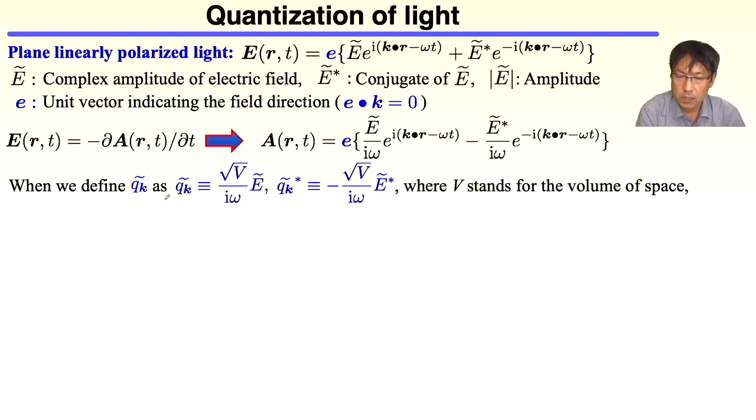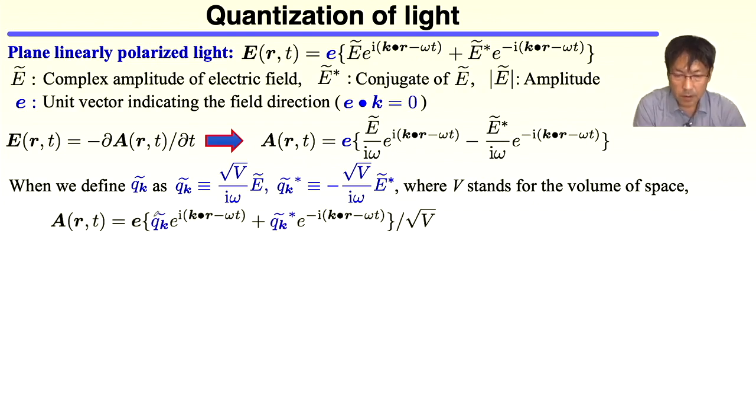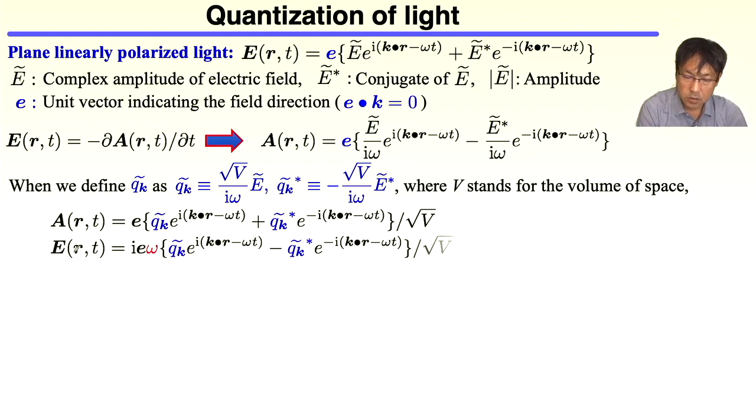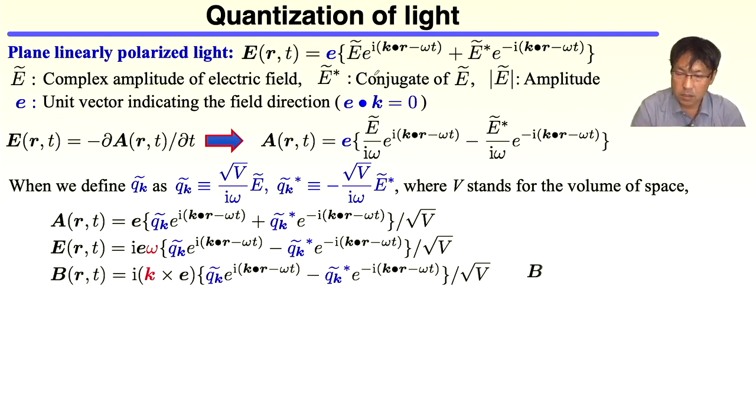Then we define small qk tilde as this quantity and its conjugate. Here the large V stands for the volume of the space. Then we can rewrite the vector potential as a rather simple form like this. Then the electric field is given by this one. This is the same as this one. And further, the magnetic field is obtained according to the calculation of this one.